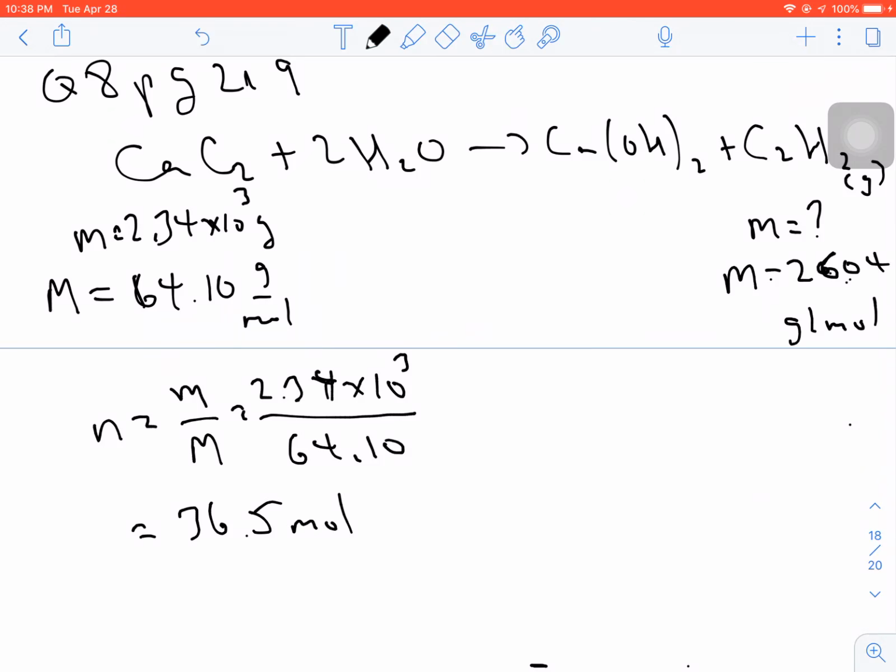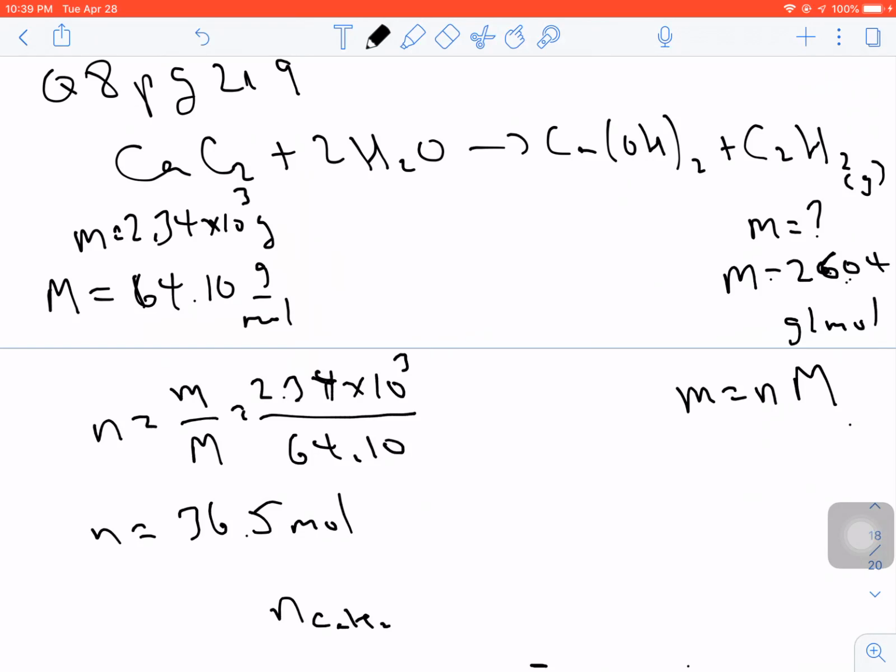Okay. Once I know the number of moles on this side, I can use my mole ratio to determine my number of moles over here. So to calculate my number of moles of C2H2, of acetylene, this one here, I need to know that because to find the mass on this side, I need the number of moles times the molar mass. Molar mass is easy, right off the periodic table. Number of moles I've got to calculate.